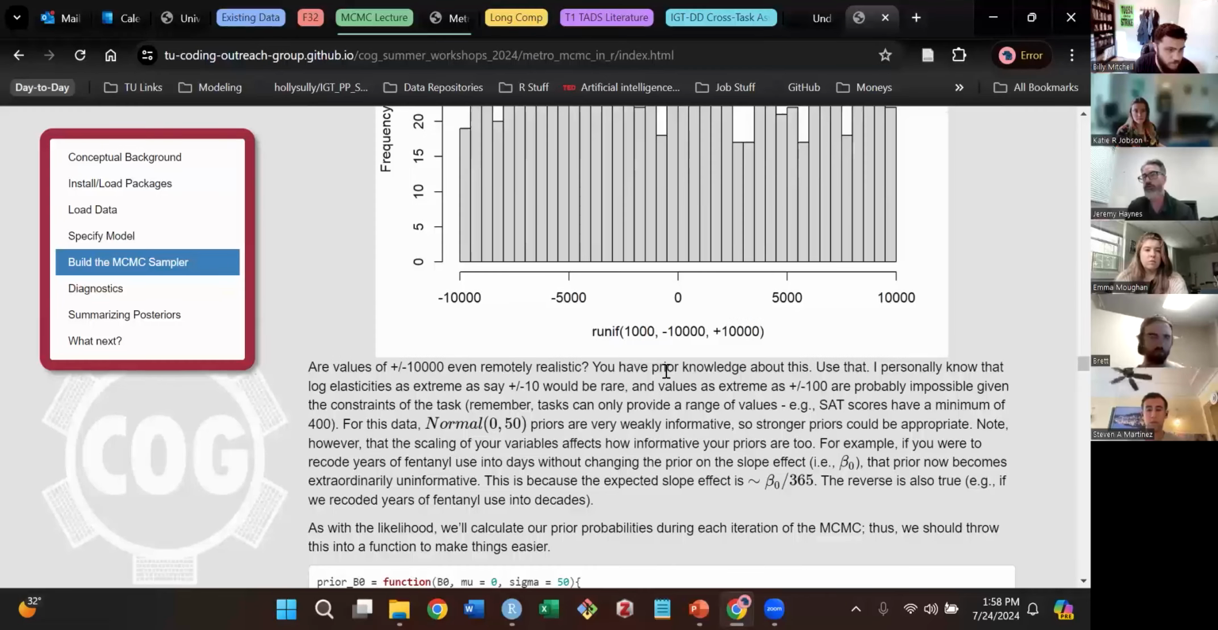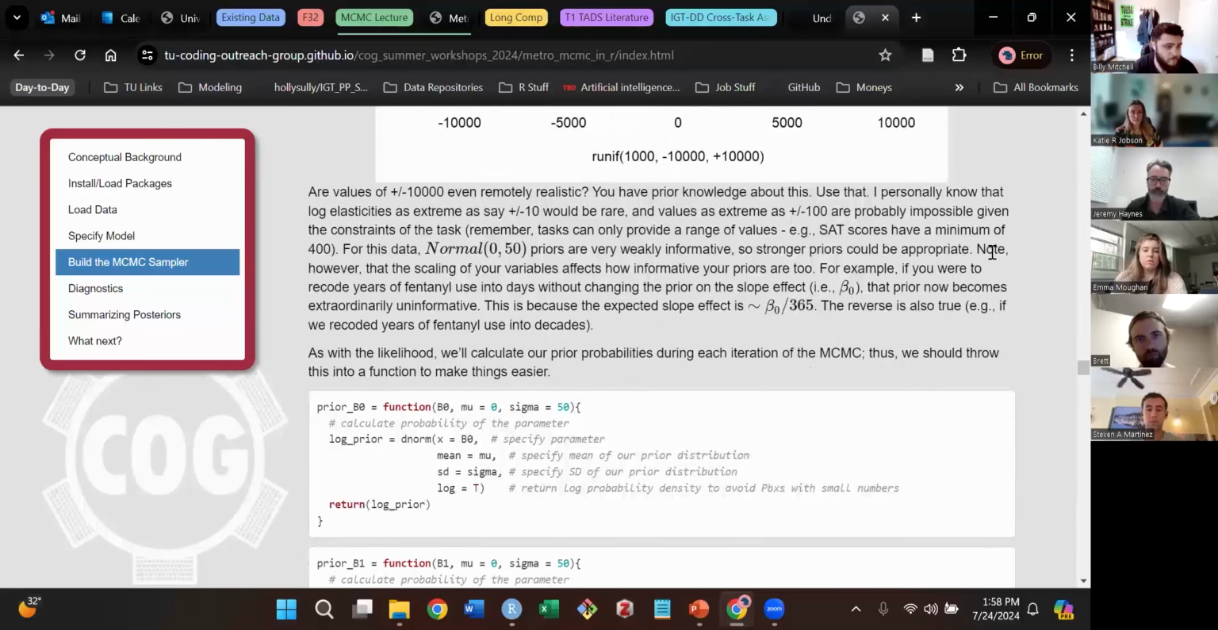And you also know something about your data as well. So I write here that SAT scores have a minimum of 400. If you're estimating the mean of SAT scores, you can specify a prior that says means below 400, below the minimum, are impossible. And that's perfectly fine to do because that's literally impossible. And you don't want to slow your MCMC down for something like that too. So, okay. That's my rant about that.